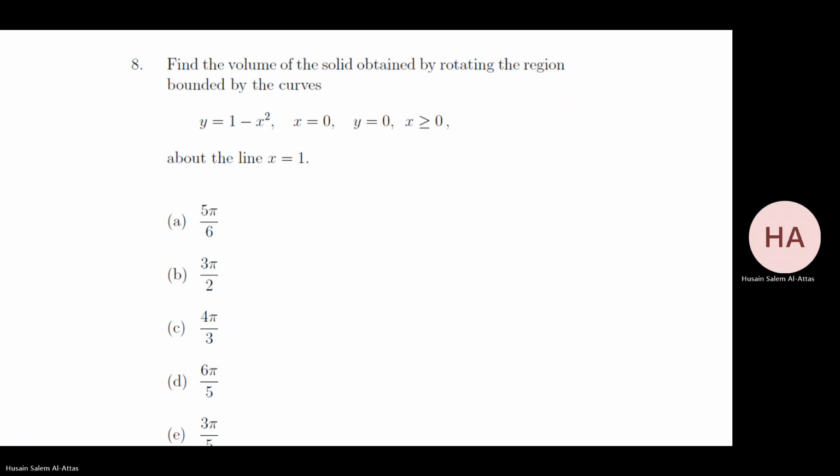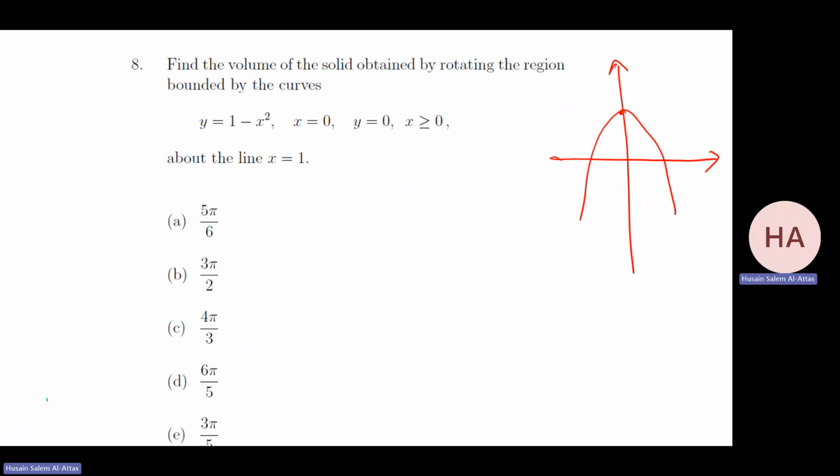Okay. Find the volume of the solid obtained by taking the region bounded by the curves, about the line x equals 1. Let me graph the function first. y equals 1 minus x squared. So this is 1, and the parabola will go like this.